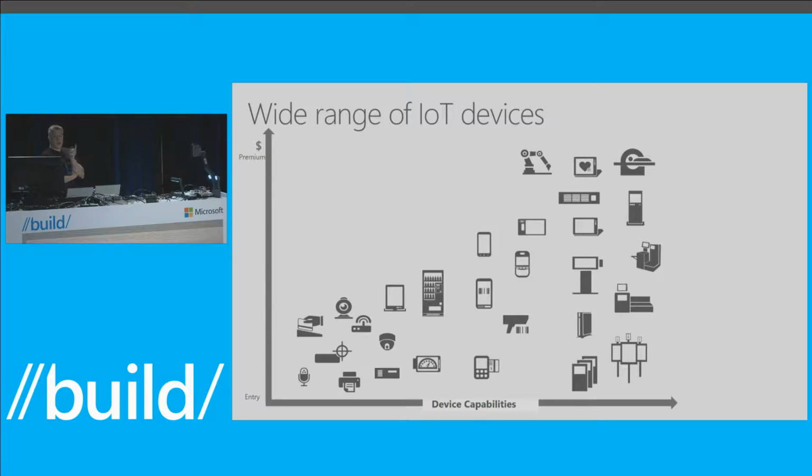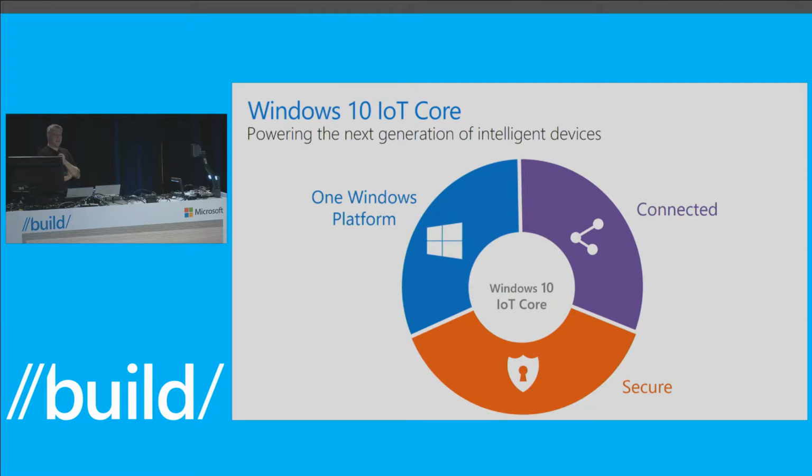The common thing between all these devices is we need an operating system that can power all of these. And that's why we designed and optimized Windows 10 IoT Core. Windows 10 IoT Core is the next generation of powering the next generation of intelligent devices. And with Windows 10 IoT Core, what we've done is we've created three pillars around the product. The first is one Windows platform. The second is that we have a connected platform. And the third is the promise of a secure Windows platform. And at the center of that is Windows 10 IoT Core.